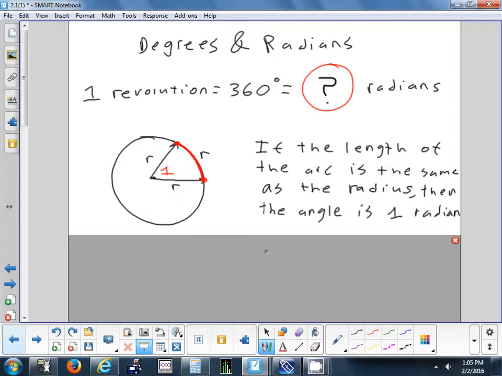So that's kind of the connection between the word radius and the word radian. It still doesn't really help us convert between degrees and radians, but it gives you a visual for what a radian looks like. Okay, any questions on that? This idea we're going to come back to tomorrow. So make sure you have that because that's important for a formula we're going to talk about.